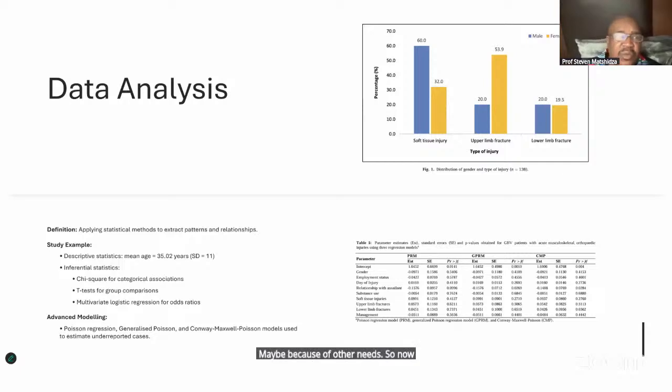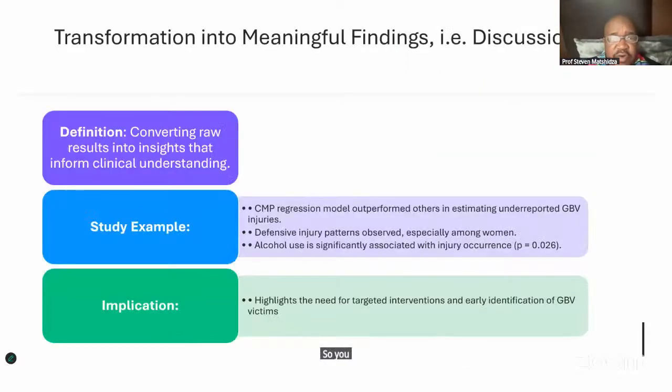So now you have analyzed your data. So you need to transform this into meaningful findings. So that falls under your discussion. So that's when you convert your raw results into insights that inform clinical understanding.